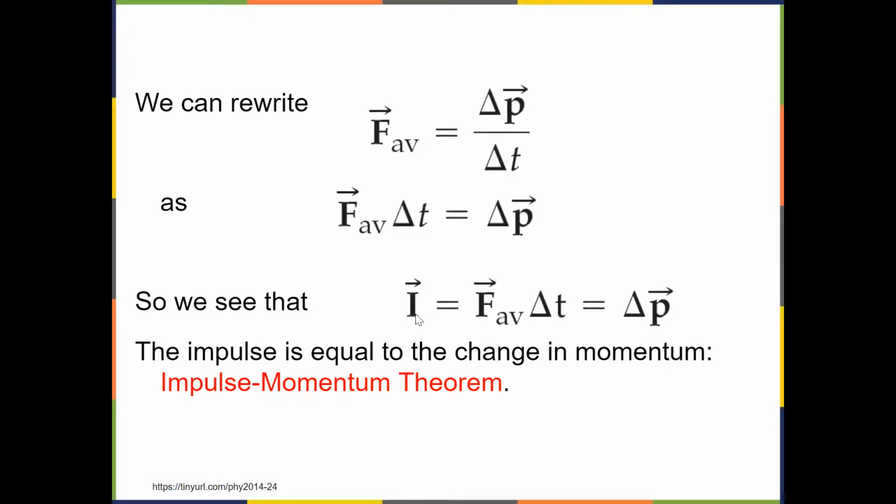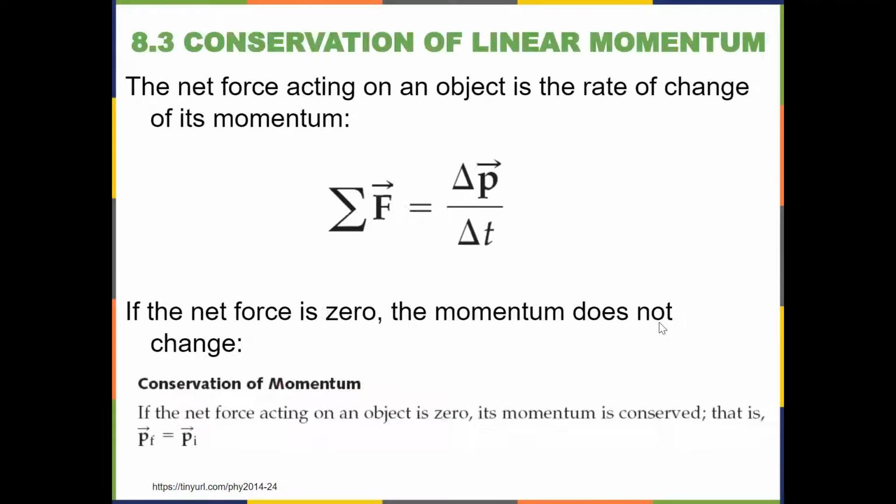And then you can figure out I by doing F average times delta t, and delta p will be equal to mass times delta v, okay? All right.